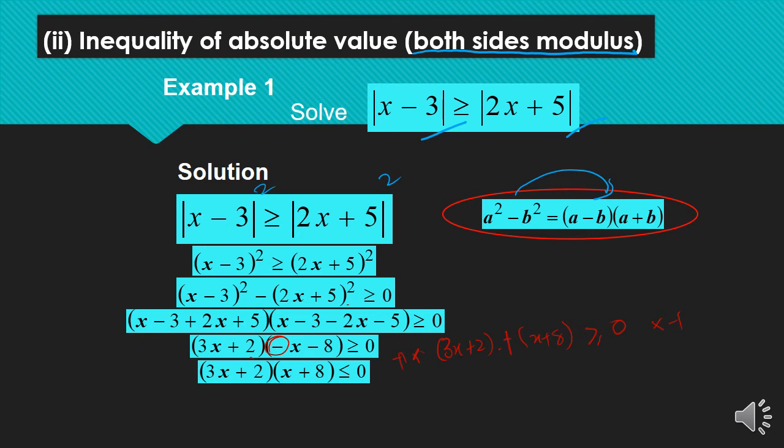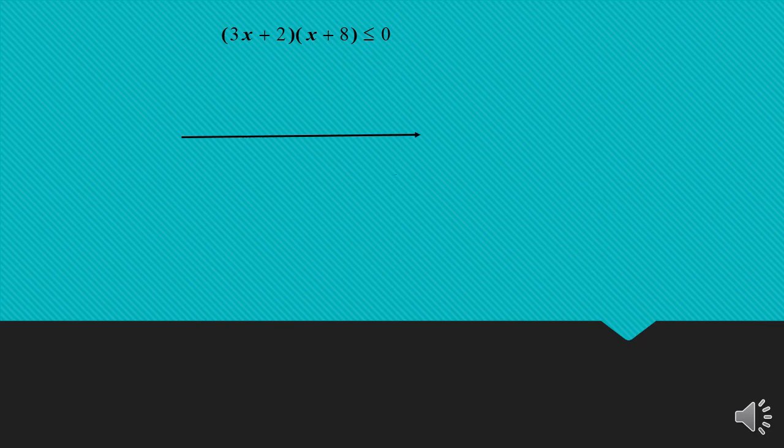This one, 0 multiplied with negative will be 0. But what we change is the sign here. So that's why we have 3x plus 2 multiplied with x plus 8 less than or equal to 0. Okay, this is the simplest way to make sure you don't make any careless mistake. Please take note. So solve it by using the graphical method. So we have a small function and we have a root of x equal to negative 2 over 3, x equal to negative 8.